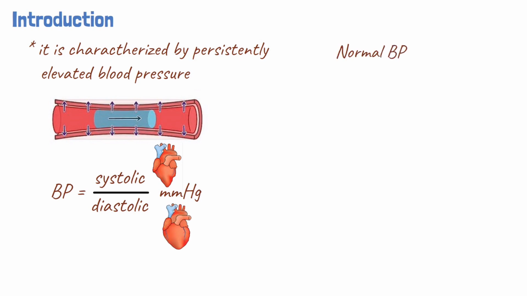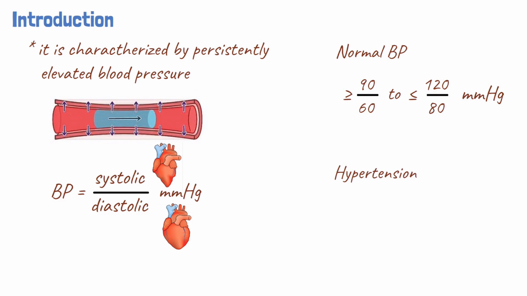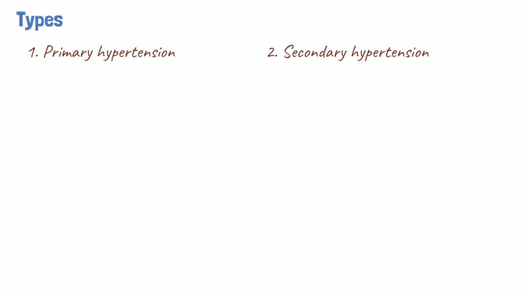Normal blood pressure typically falls within the range of 90-60 mmHg to 120-80 mmHg. Hypertension is diagnosed when blood pressure consistently exceeds 130-80 mmHg, although classification may vary based on medical guidelines. Systemic hypertension is primarily classified into two categories, primary and secondary hypertension. Primary hypertension is the more common form and is often called essential hypertension.